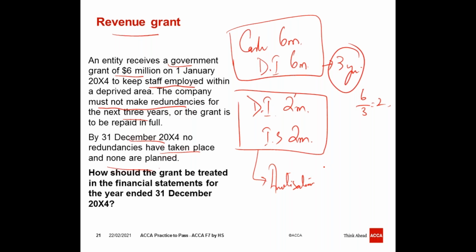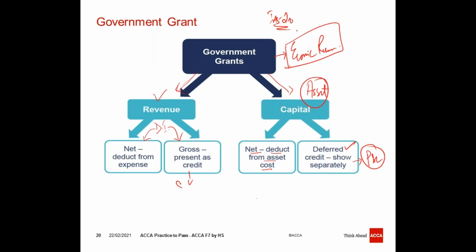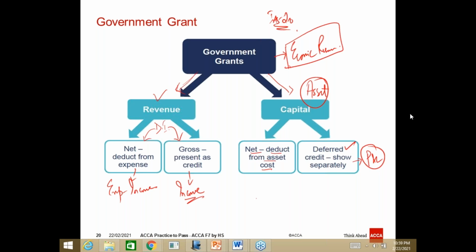Releasing the grant in the income statement over the period is called the amortization of the government grant, which will be recognized as an income. So this 2 million can be recognized as an income, as you can see on the first slide, or it could be adjusted against the related expenses, like expense less income. So you can net off this income with the related expenses, or you can recognize this income separately as other income. So these are the presentations for the revenue grant. I hope this is clear.